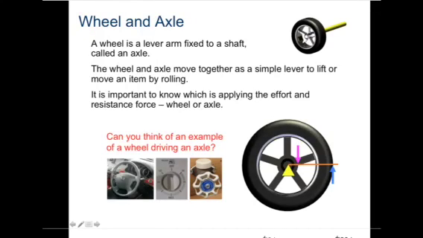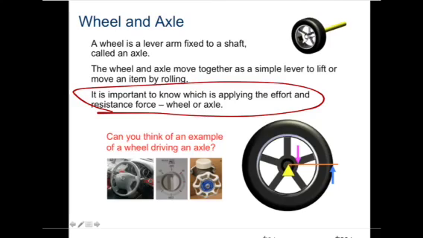So we have the wheel and the axle, and we're also going to take a look at pulleys. So that's what these notes are about. A wheel is a lever. It's the same thing as a lever. You could see here, it just has a wheel attached to it. The wheel here serves as the arm of the lever, and then the axle part. Those are the two components.